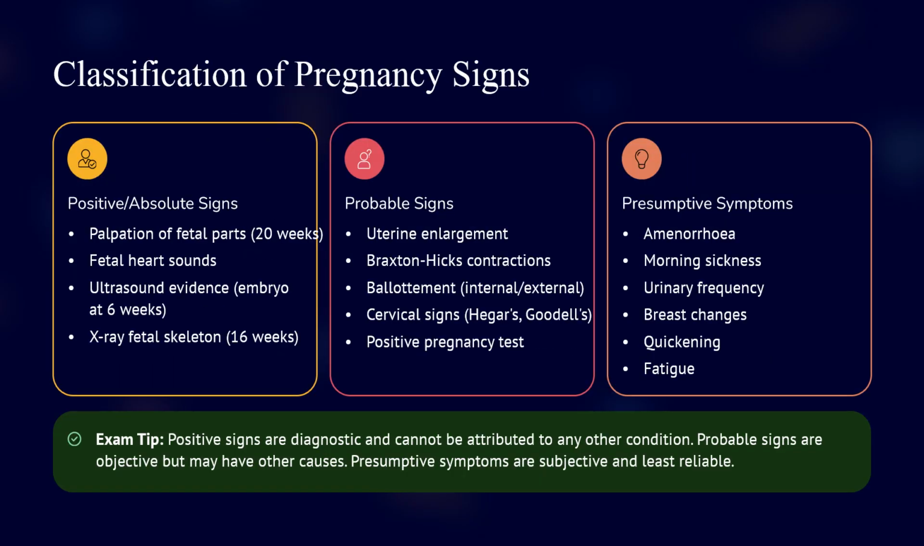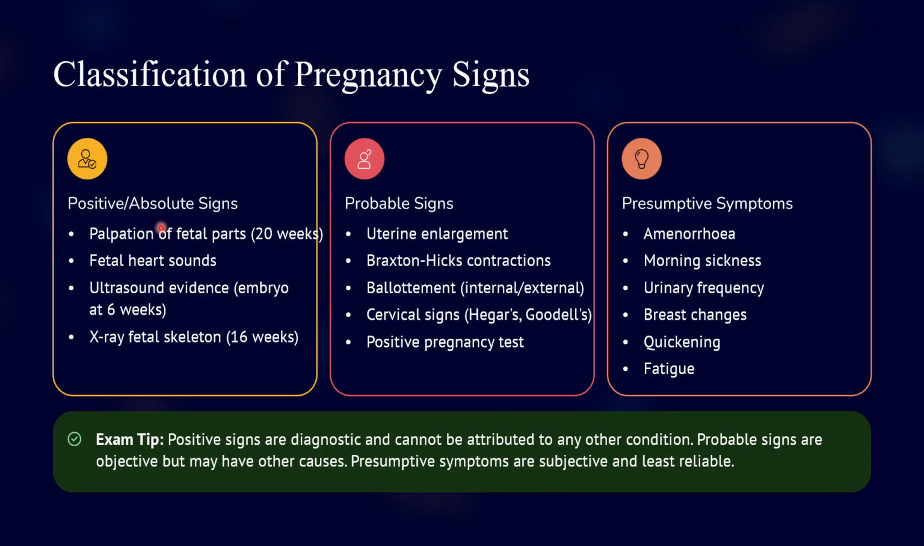Okay, so let's see what is the classification of pregnancy signs. So there is absolute sign, there is probable sign, and there is presumptive sign. So what is absolute sign? Absolute signs are diagnostic and cannot be attributed to any other condition. It is absolute and it is 100% true. Okay, and probable signs are signs that are objective, that you can see, but may have other causes. And presumptive symptoms are subjective, what the client is saying, and are least reliable.